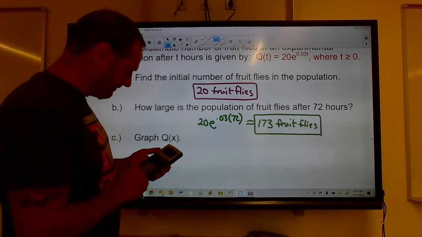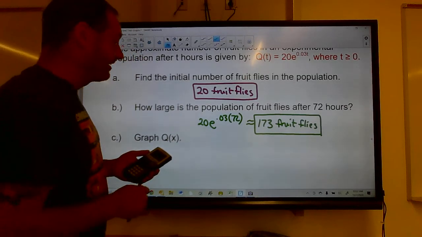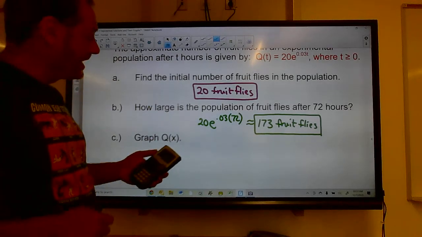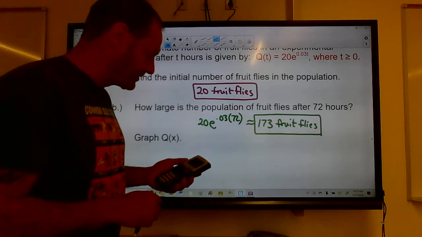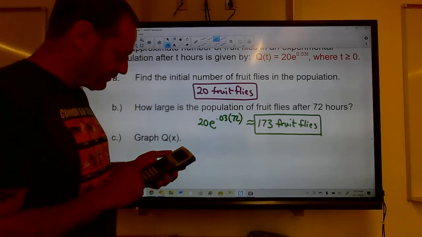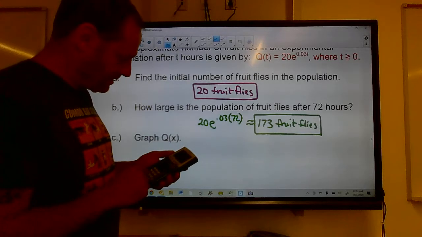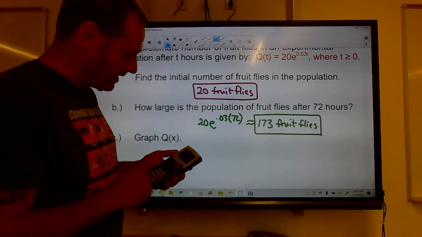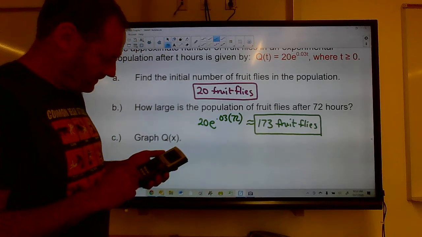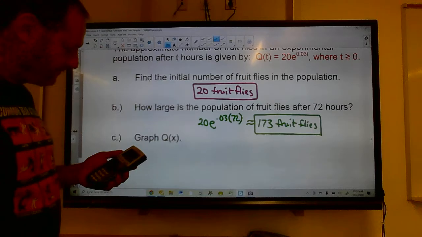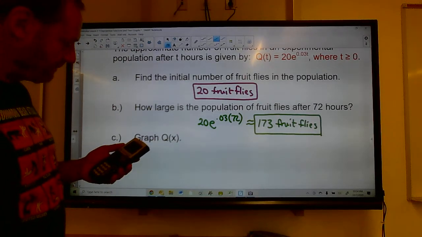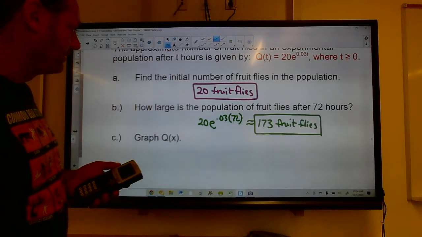Now my y min, I definitely don't need negative flies. In fact, I start with 20 flies. And it went up really fast. So let's go from 0 to, on the max, let's go to 5,000. And we'll make the y scale 1,000 just to see. Actually, make it 500. Okay, and then hit graph again. And nothing happened again. All right, what's my problem here?